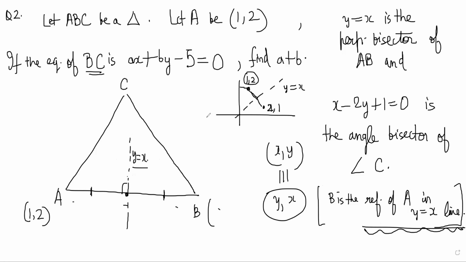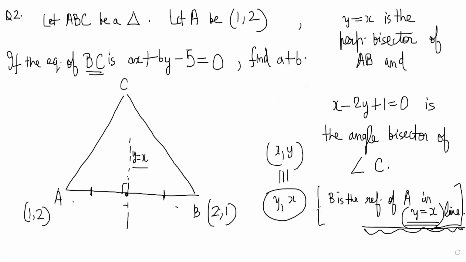What we will learn is in general how to find the reflection of a point across any line. Right now we know that (1, 2) becomes (2, 1), but this is a special kind of line. It's a nice line where (x, y) becomes (y, x). In general, it will not be so nice, so we'll have to find out how to find the reflection.